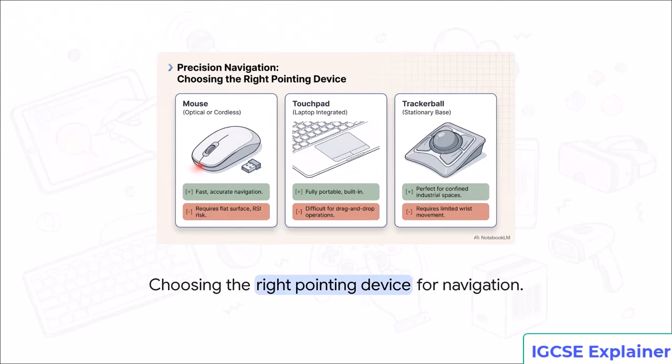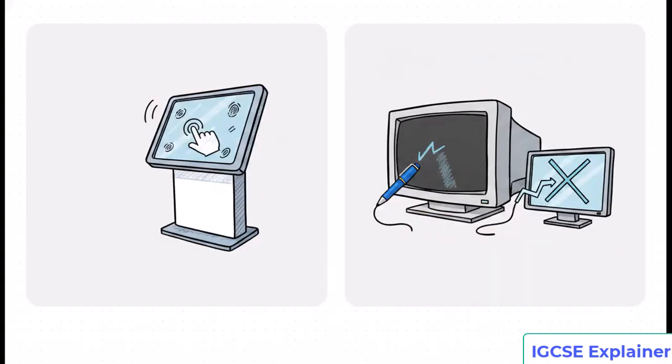And then there's the tracker ball. It has a stationary base, meaning you only move your thumb or your fingers. It requires very limited wrist movement and is absolutely perfect for cramped industrial spaces where a regular mouse just wouldn't work at all. Now, if we want even more direct interaction, we look at the screens themselves.